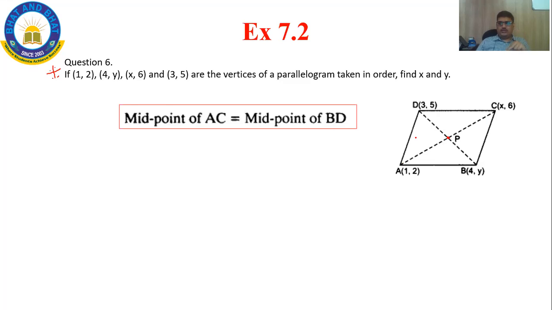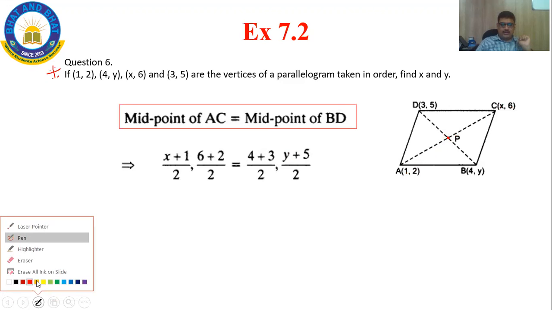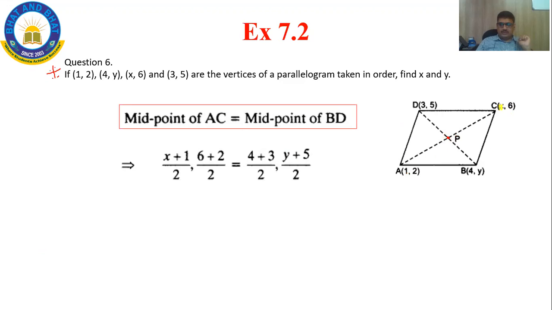For the midpoint, what is the formula? The x coordinate is equal to (x1 plus x2) divided by 2. For y, it will be (y1 plus y2) divided by 2. So for point P, observe, very important. Now I am considering this: (x plus 1) divided by 2 and (6 plus 2) divided by 2 will be equal to (3 plus 4) divided by 2 and (5 plus y) divided by 2.